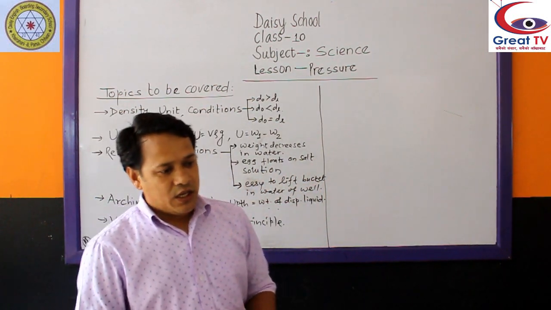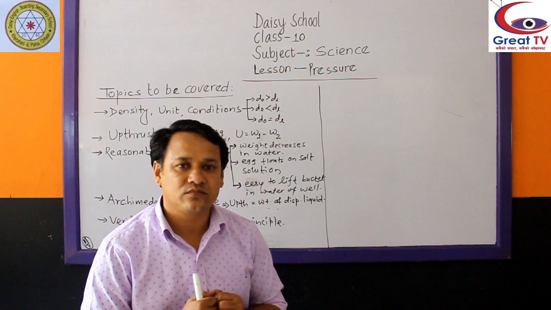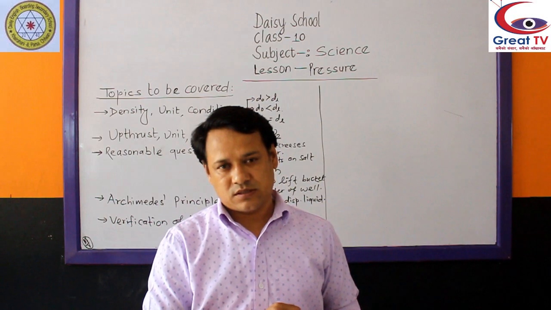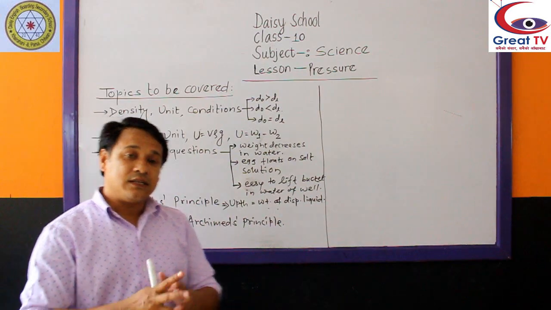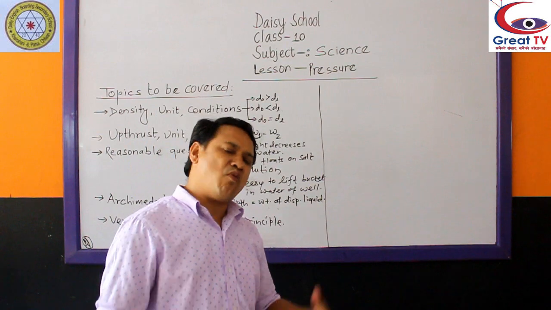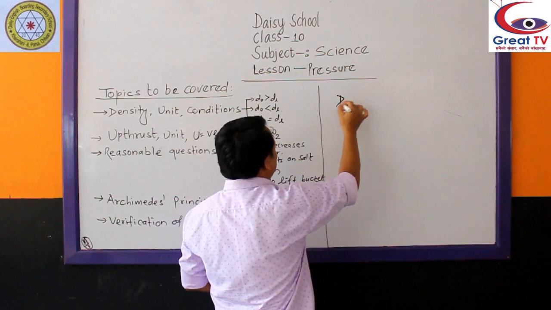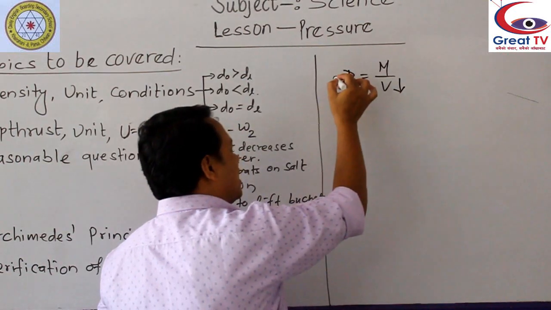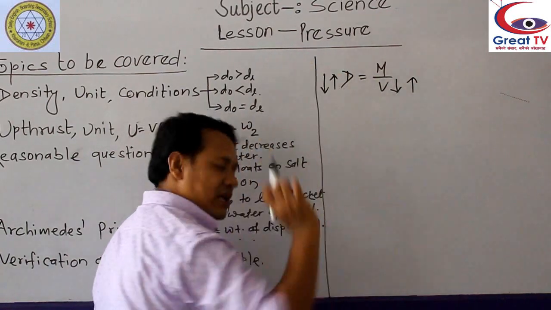Like if we take cotton in, let's say, 1 meter cube volume, we find less mass. But if we take iron in the same 1 meter cube volume, it will have more mass, because density D equals m by v. When there is less volume, there will be more density. When there is more volume, density will be less.